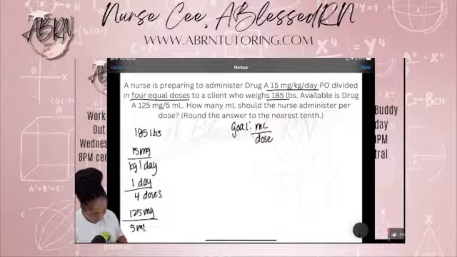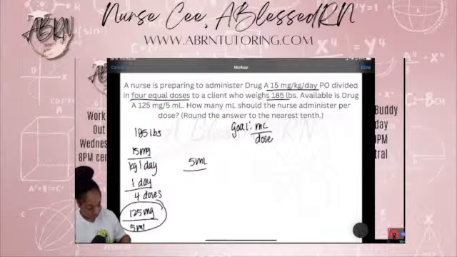Okay, and then 5 milliliters. So if we're looking for milliliters, we start with what we're looking for. So we know that we can flip those puzzle pieces, okay? Because people are like, well, how did you get that on top? I just flipped it, okay?